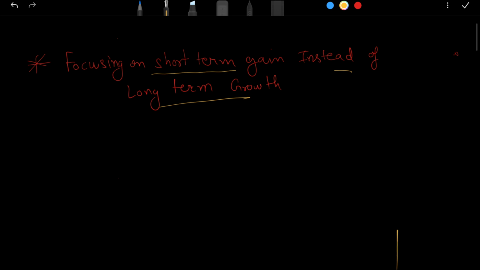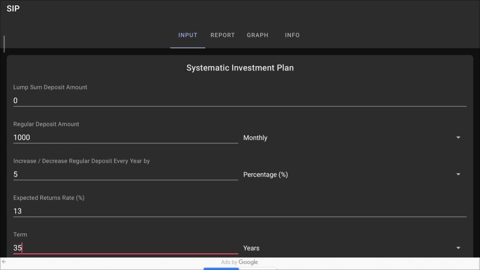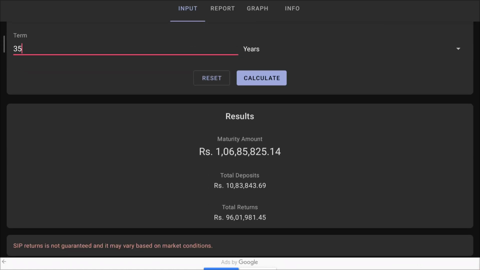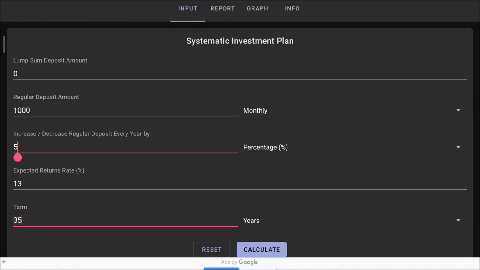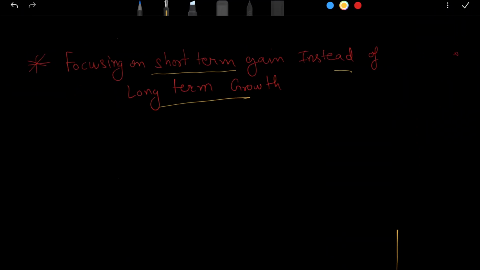Fourth is like focusing on short term gains instead of long term growth. अभी जैसे मैंने आपको वो उस फाइनेंशियल कैलकुलेटर में दिखाया कि अगर आप लॉन्ग टर्म के लिए स्टिक रहते हो तो हाउ योर स्मॉल कॉर्पस कैन बिकम अ ह्यूज अमाउंट, राइट? 1 crore you can make. So never try to focus on those short term gains if you are a long term investor.